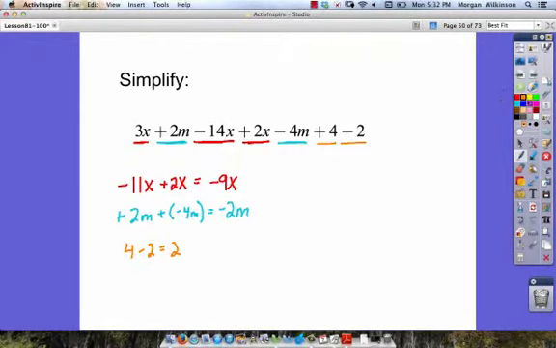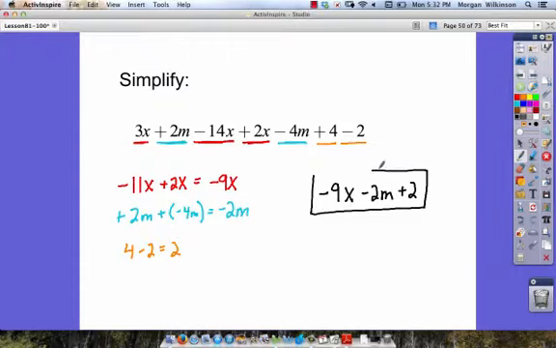So we've got our final answer. We can go ahead and write this in one line. We've got negative 9x minus 2m plus 2. We put all of our like terms together. We've simplified as much as we possibly can, and then we report our answer.